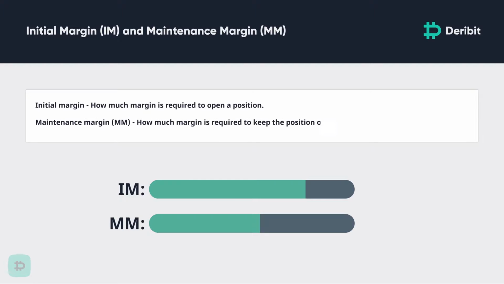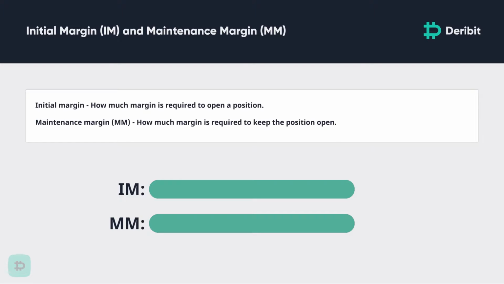The maintenance margin, or MM, is how much margin is required to keep the position open. This will always be a lower amount than initial margin. If there is not enough margin left in your account to satisfy the maintenance margin requirements, your positions will begin to be liquidated. More on this in the liquidation lesson, a link in the video description below.